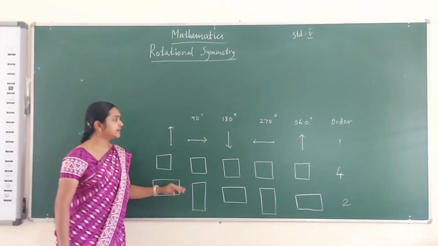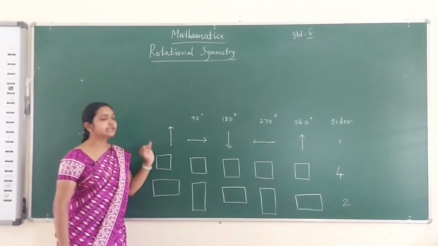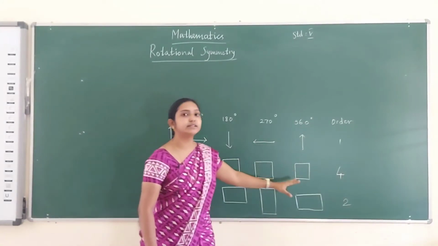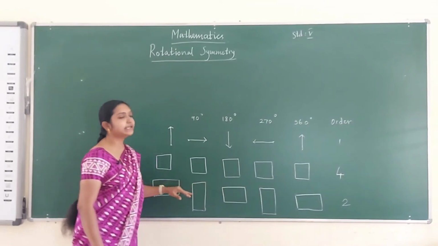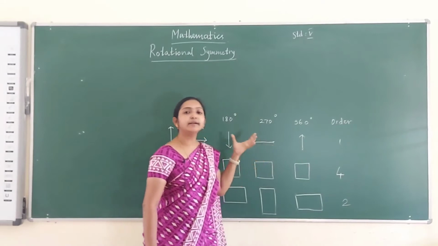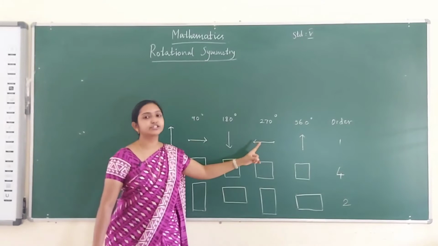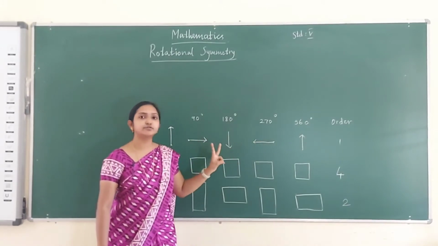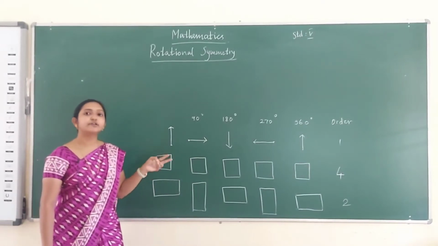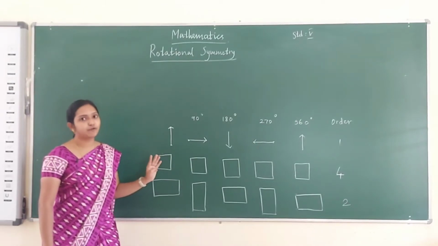We have to find the order of rotational symmetry like this. We have to rotate the object, but it does not mean we have to rotate it to 90, 180, 270 or 360 degrees. It does not depend on the angle to which it is rotated. It depends on how many times it looks the same. If it looks the same one time, then the order of rotational symmetry is 1. If it looks the same 2 times, then the order is 2. If it looks the same 4 times, then the order is 4.